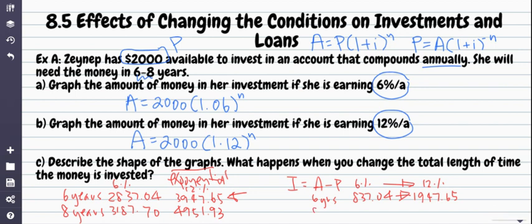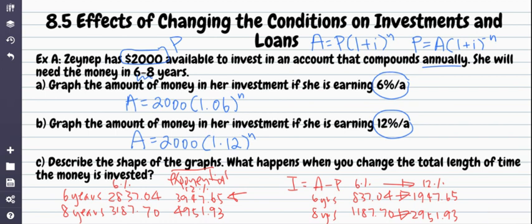After 8 years, the interest here is going to be 1187.70, again, just subtracting 2,000. And for 12%, it's going to be $2,951.93. So you can see that I am almost tripling my money at 8 years with the 12%.